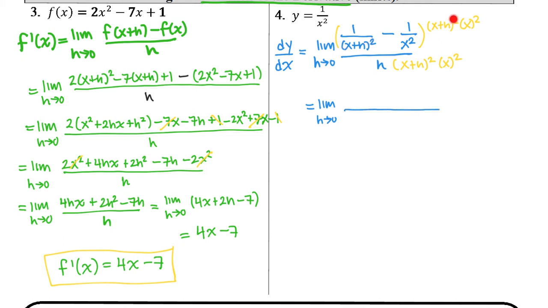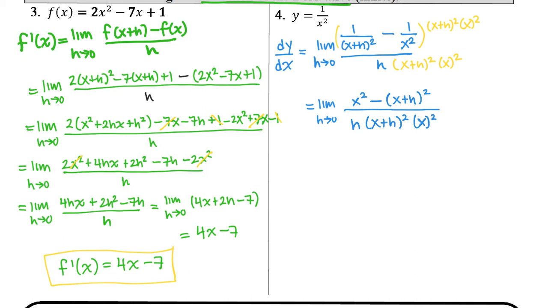Okay, the x plus h squared cancels, and I'm left with an x squared minus. The x squareds cancel, and I'm left with an x plus h squared. Okay, in the denominator, what do I have? I have the little h, I have the x plus h squared, and I still have the x squared.